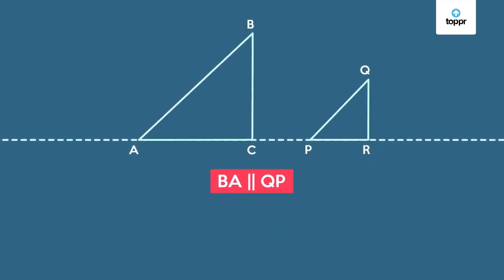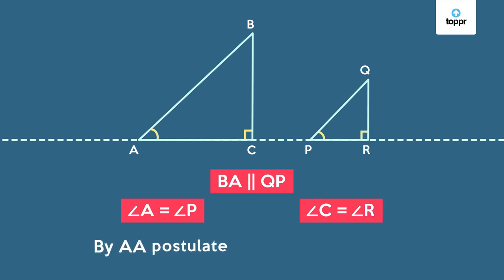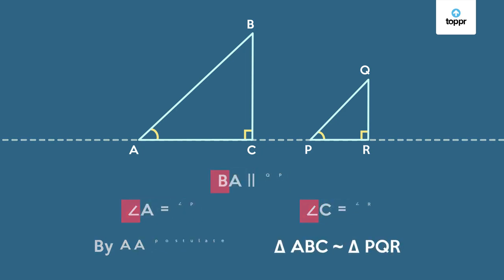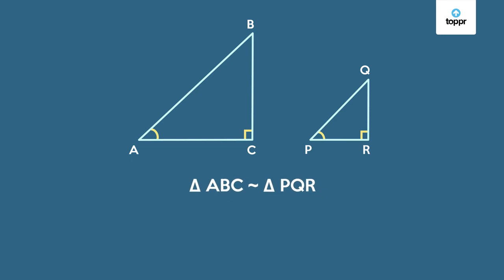Now using this information, we can say that angles A and P are the same. And also, we know that angles C and R are the same as they both are 90 degrees. So, by the angle or AA postulate, the two triangles are similar. And because they are similar, the ratio between their sides, that is BC by AC, and the sides QR by PR is the same. And this property of similar triangles is something you've already seen before.